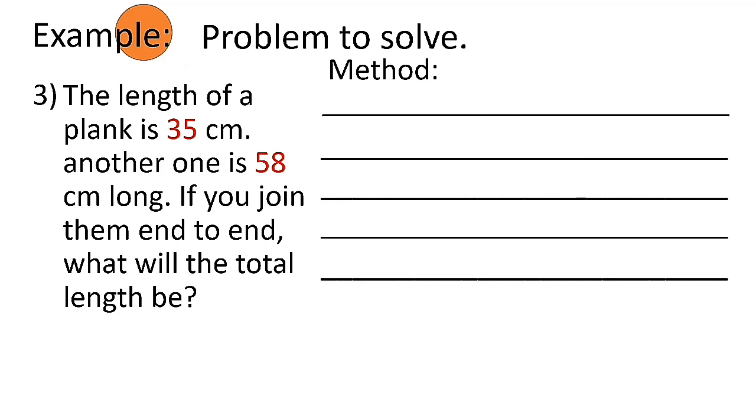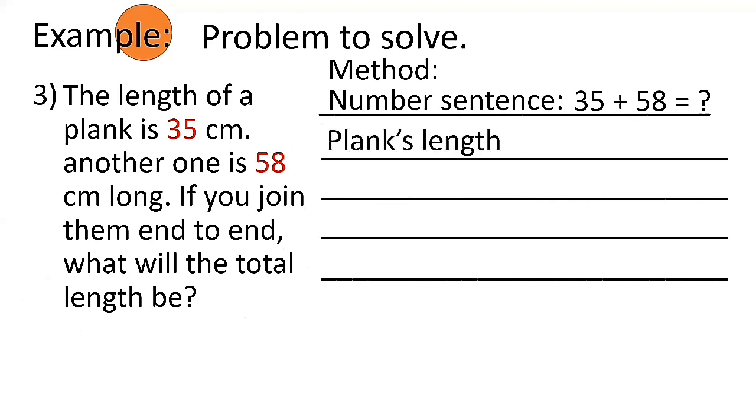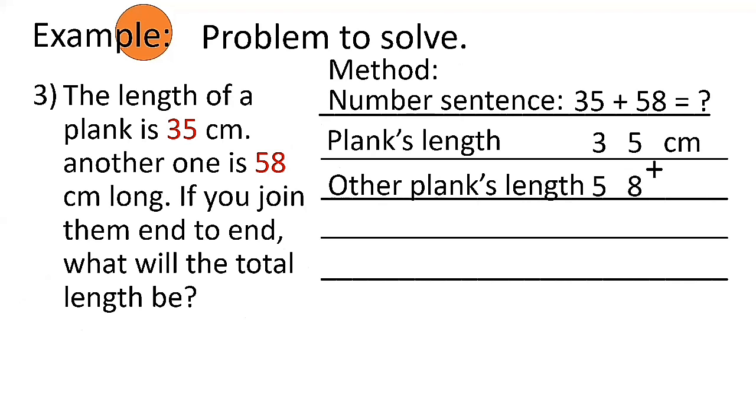Okay, what do you think? Okay, the hint here is the word total. So if you can hear this word, what will you do? Okay, so the number sentence here will be 35 plus 58. At first, plank's length, 35 centimeters or cm, plus other plank's length is 58 cm.